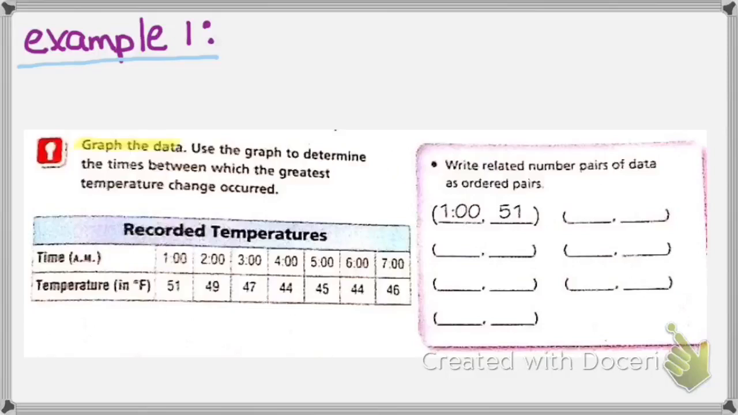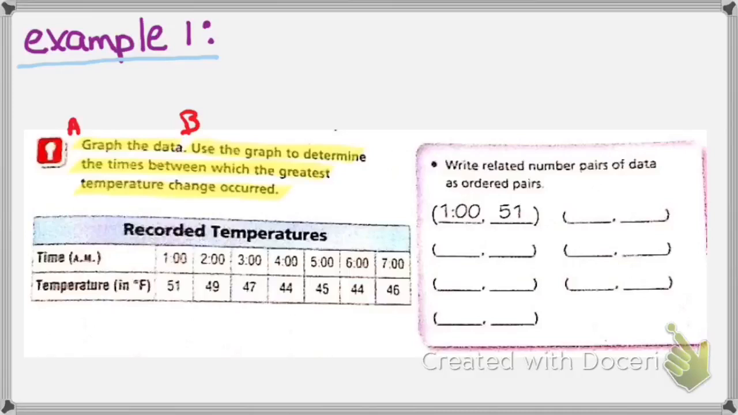It says graph the data, which is part A. That's the first thing I need to do. Notice there's no lines for me to graph the data, but it's telling me to do something, so I need to make sure that I do that. That's why I'll label it. And then it says use the graph to determine the times between which the greatest temperature change occurred. So I need to see between which times had the greatest temperature change when I look at the graph. That will be the second thing I need to do, which is part B.